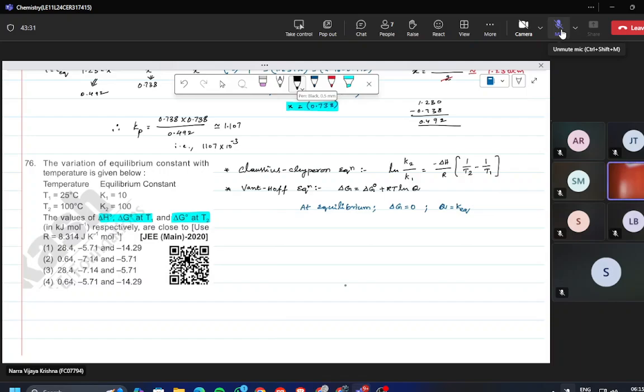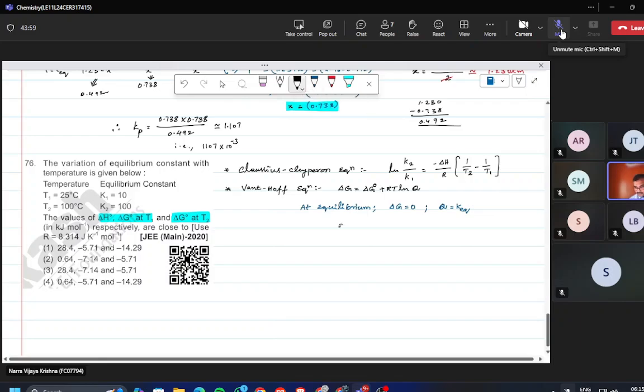Now, equilibrium means rate of forward and rate of backward both become equal. Then what is the net change in energy? That's why delta G is 0. Delta G naught will not be 0 because delta G naught is at standard condition. At a standard condition, it may not be at equilibrium. But when it reaches equilibrium, then delta G becomes 0. Clear? Understood?